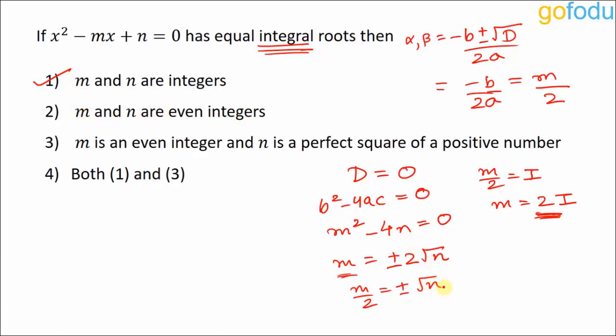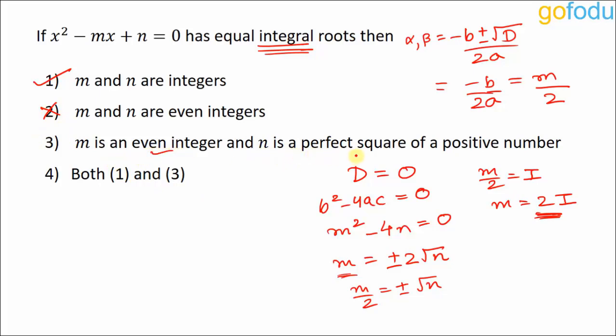Now, is n an even integer? m is an even integer for sure, but is n an even integer? This we cannot say for sure. We have no data to support this, right? So this we cannot say for sure. m is an even integer, that's right.